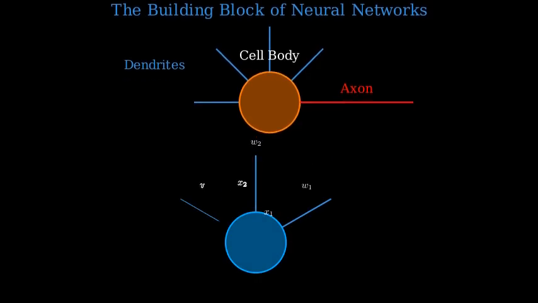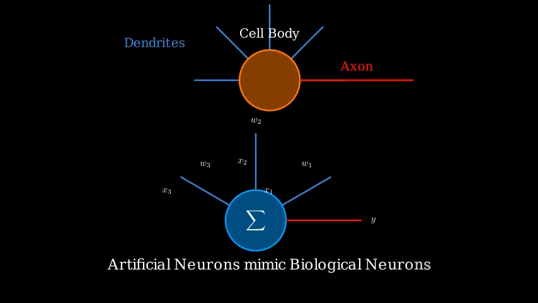An artificial neuron, or perceptron, is a simplified mathematical model that mimics the behavior of a biological neuron. Just like a biological neuron, it receives inputs, processes them, and produces an output. Let's break down how a perceptron works.